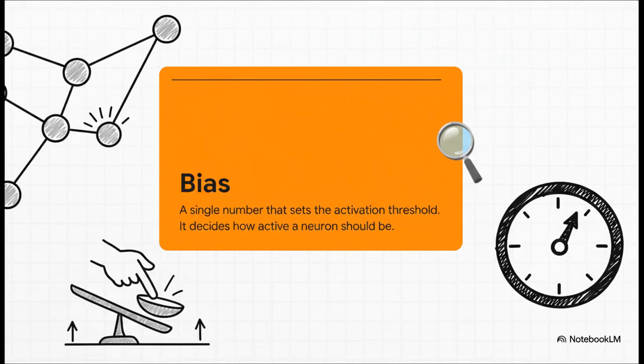The second tool is called the bias. After the neuron adds up all the votes from the weights, it adds this one extra number. The bias is basically a thumb on the scale. It's the neuron's way of saying, okay, I don't want to get excited and light up unless the total vote count is at least this high. It sets the activation threshold.